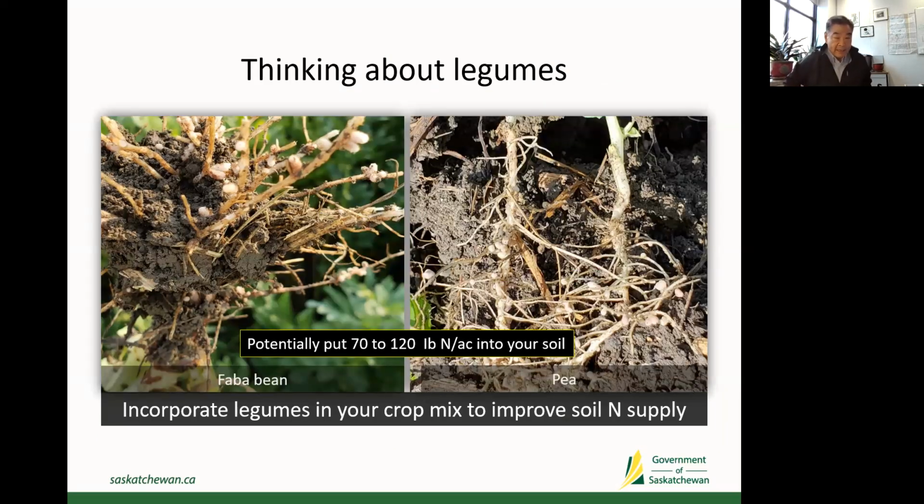During the intercropping consideration, always think about legumes for organic producers. Because if you think of faba bean or pea or whatever, the legumes, they could potentially put 70 to 120 pounds nitrogen per acre into your soil during that growing season. And it also produces a crop. So that's something you need to consider all the time.